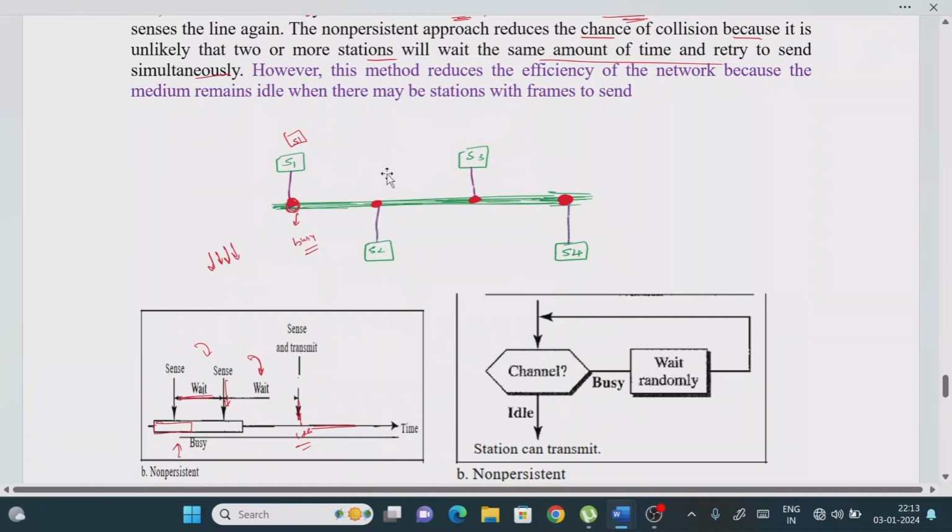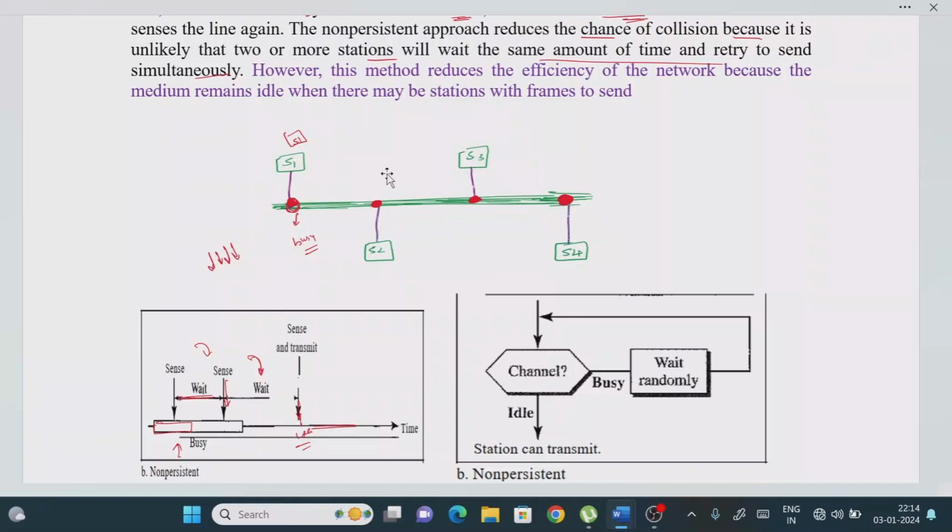But in case of the non-persistent method, it is also something like the one persistent method only. First it will check, sense the channel. If the channel is idle, it can transmit the data. It won't bother about S4, S3, S2. But even if you try to bother, it cannot find out the solution, right?